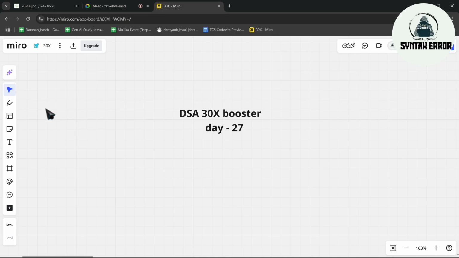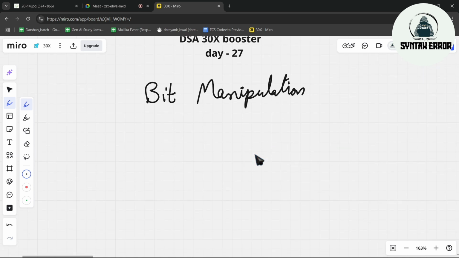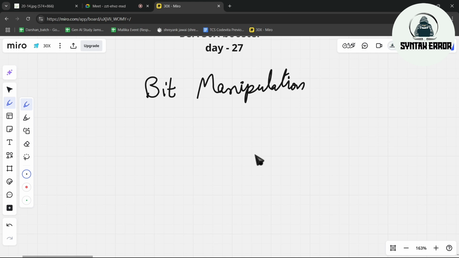In this session, we will be starting a new concept, which is bit manipulation. I'm sure that many of you have heard this concept, but only a few know how to solve problems with it. The main purpose is that you can solve in less time complexity and with fewer LOC, which is lines of code.